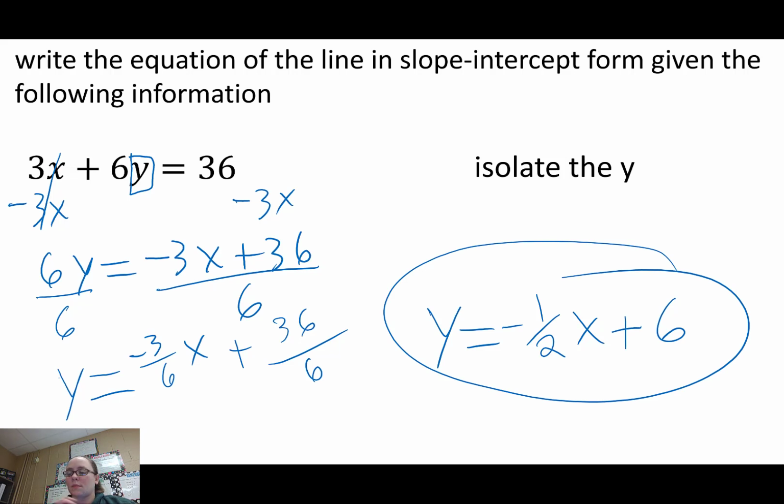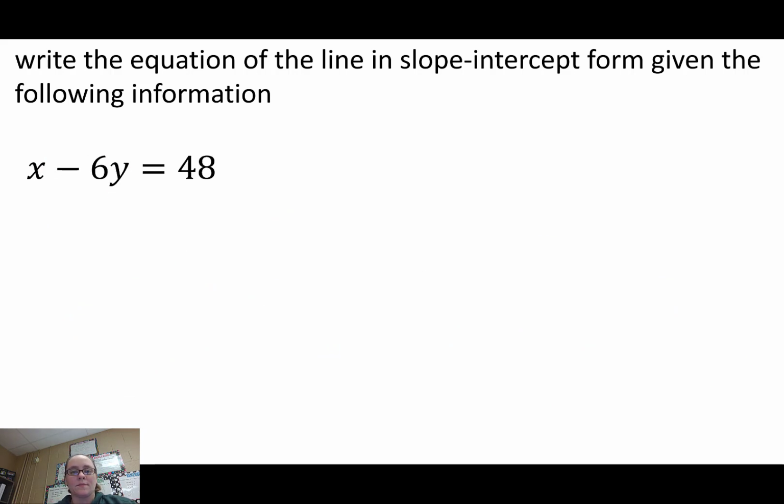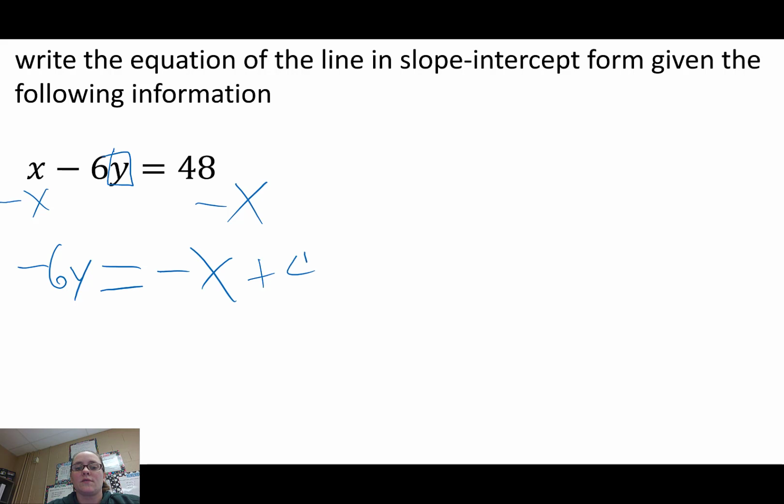Okay, so we'll do one more of these. So again, I'm going to kind of work with isolating that y. So move my x first by doing its opposite. So negative 6y is going to equal negative x plus 48. We're still trying to isolate that y. So I'm going to divide by a negative 6.